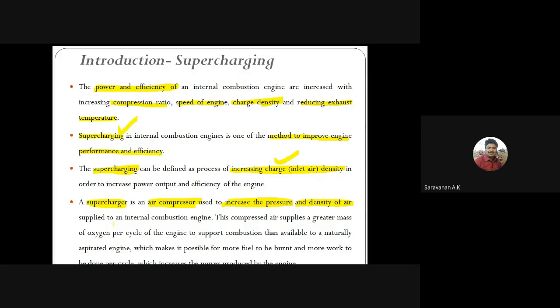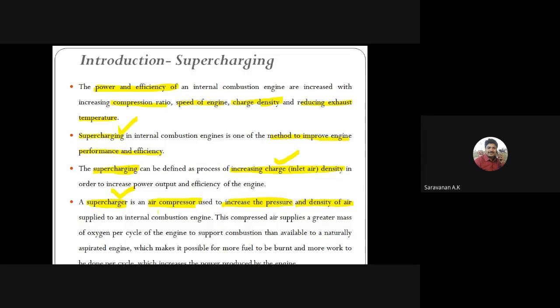It supplies air to the engine system. That device is called a supercharger. It is the air compressor which is used to increase the pressure and the flow rate of air, that is the density of the air which is supplied to the engine system.